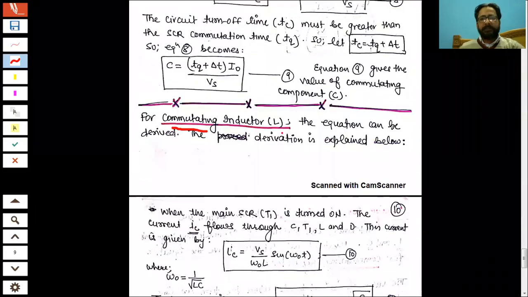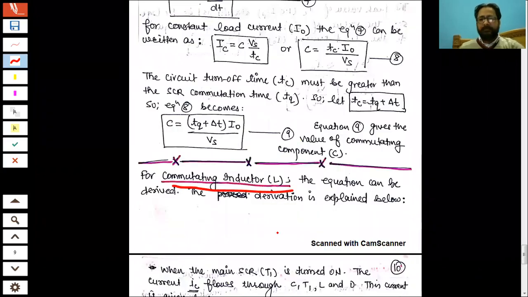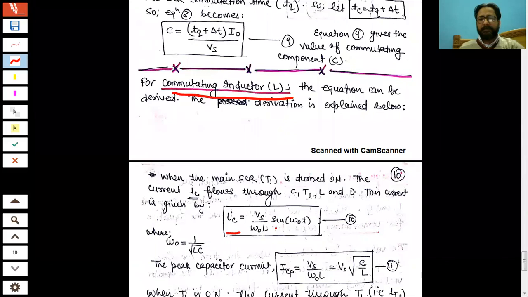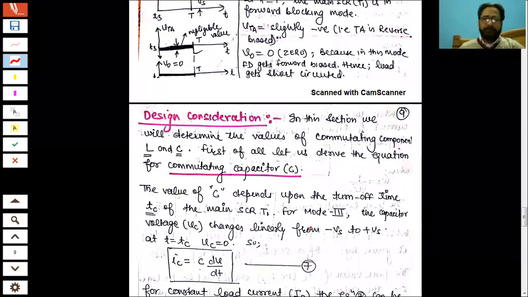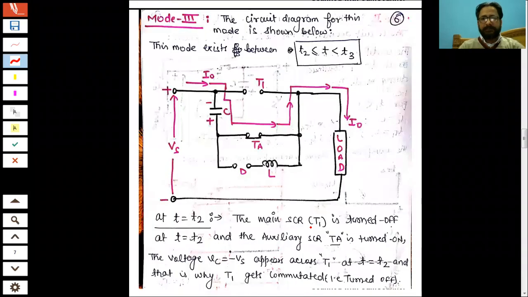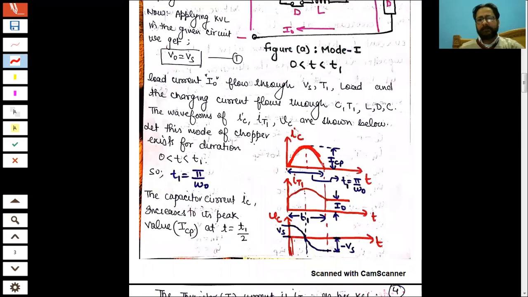Similarly, the value of the commutating inductor can be obtained. If you see, IC is equal to Vs by omega naught L sine omega naught t. Now how did we get this equation? Let us come to the main mode. Here you can see you have a sinusoidal wave, and this duration is pi. So you can see omega t1, because the duration t1 is equal to pi.